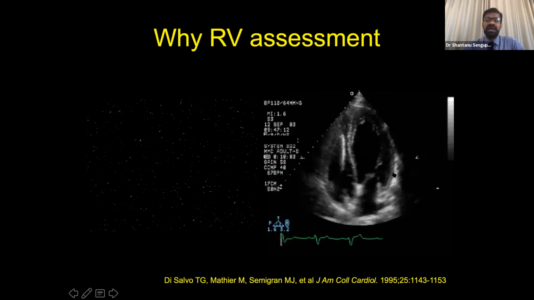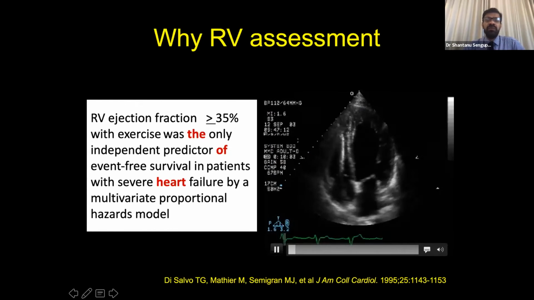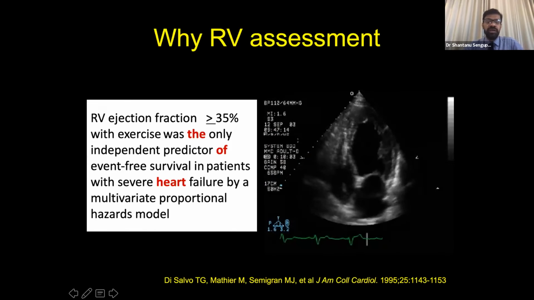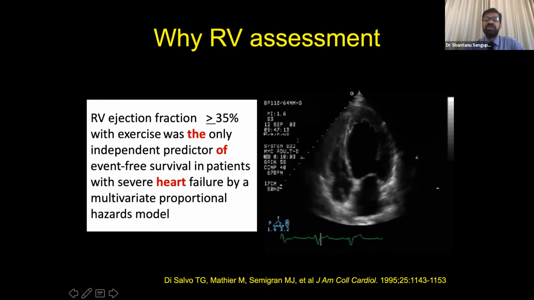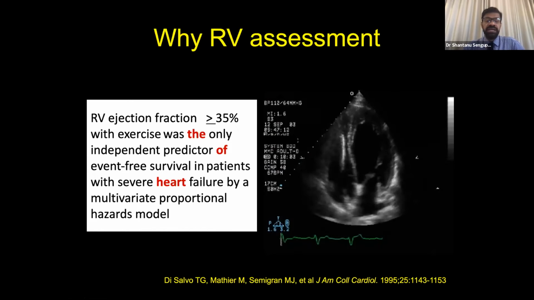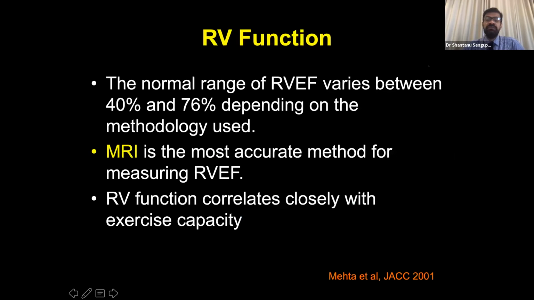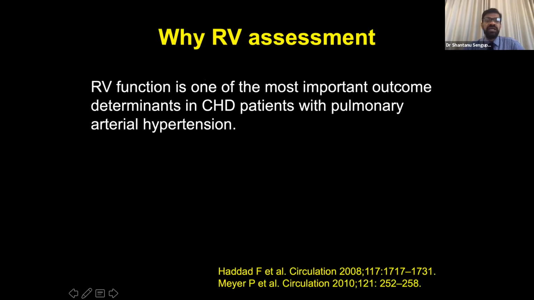Now, why do you need an RV assessment? Because a normal ejection fraction of RV is around 40%, and it has been seen that if there is RV dysfunction in patients, it can have prognostic information. So it is very important to have an RV function assessment, and the normal RV is quantified by around 40% to 75%. Understanding that MRI is still the very accurate method in looking at the RV ejection fraction.